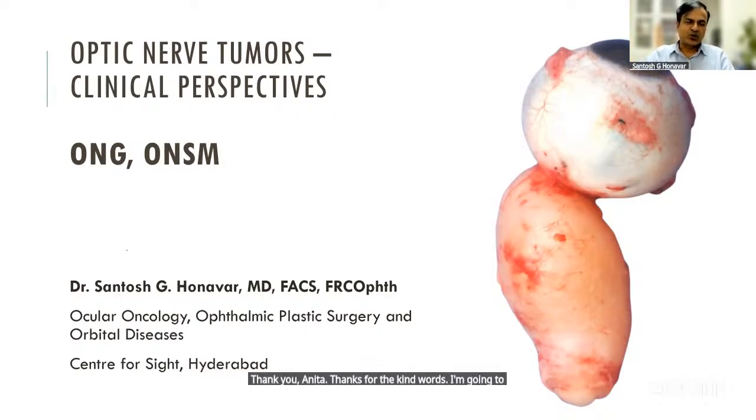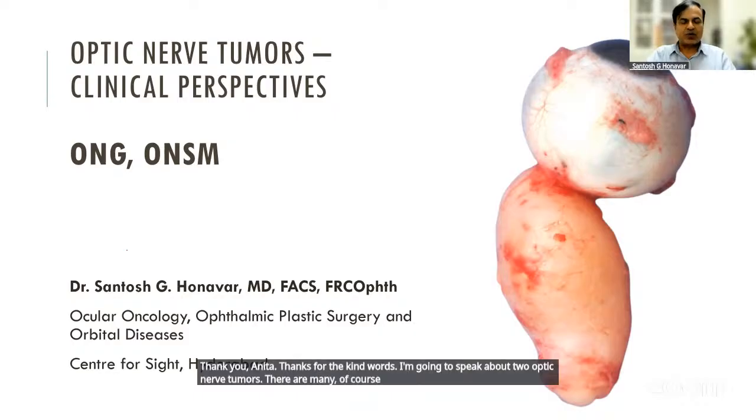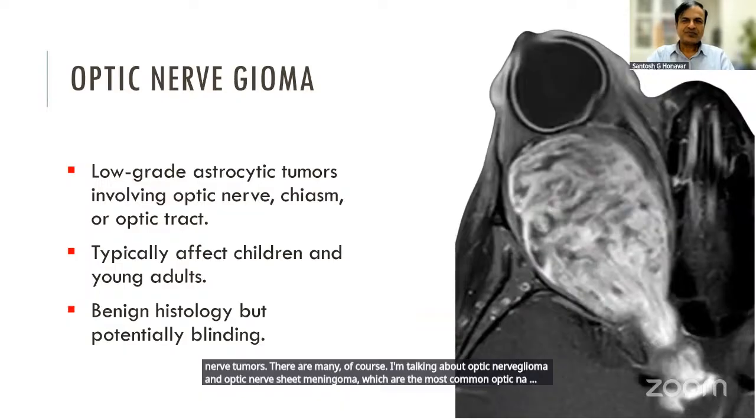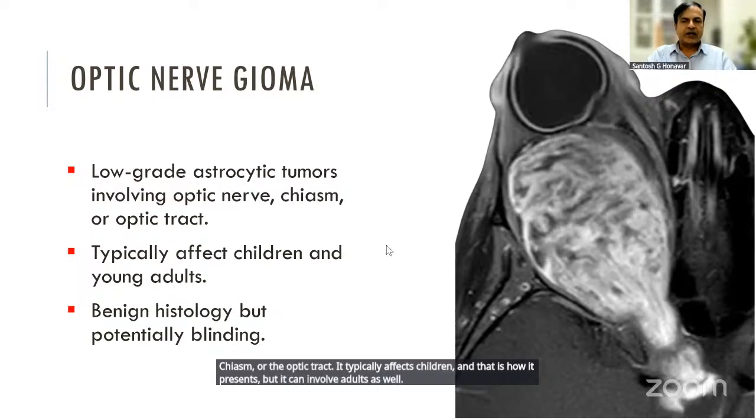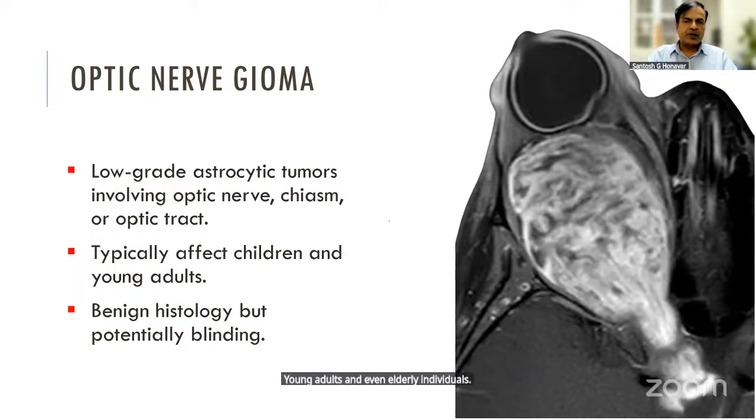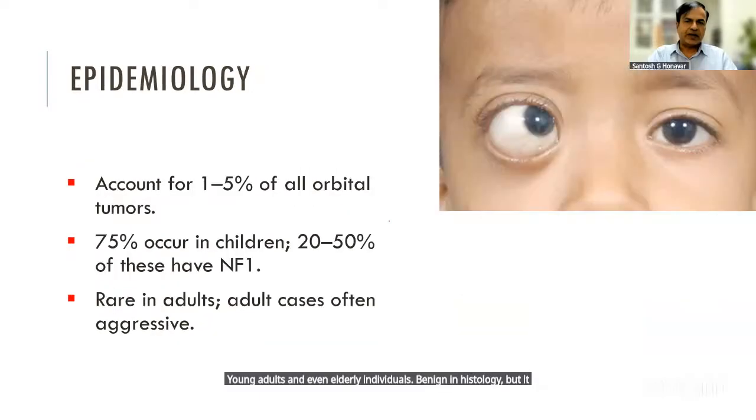I'm going to speak about two optic nerve tumors. There are many, of course. I'm talking about optic nerve glioma and optic nerve sheath meningioma, which are the most common optic nerve tumors. Starting with optic nerve glioma, it is a low-grade astrocytic tumor involving the optic pathway. In fact, it can involve just the orbital part of the optic nerve, or it can involve the chiasm or the optic tract. It typically affects children, and that is how it presents, but it can involve adults as well, young adults, and even elderly individuals. Benign in histology, but it is potentially blinding.